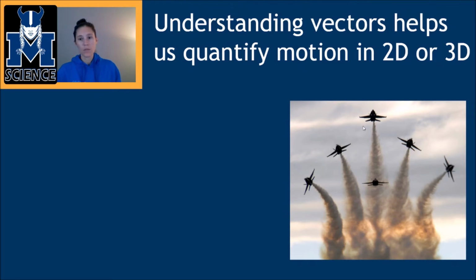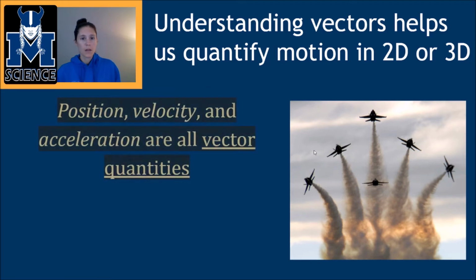Okay, an example of 3-dimensional motion would be these fighter jets. They're moving around in all 3 dimensions. Okay, up, down, left, right, and forward, backwards. Okay, so there's plenty of cases where motion is 2 dimensions, but motion in 3 dimensions is the most common, right? Because we live in 3-dimensional space.